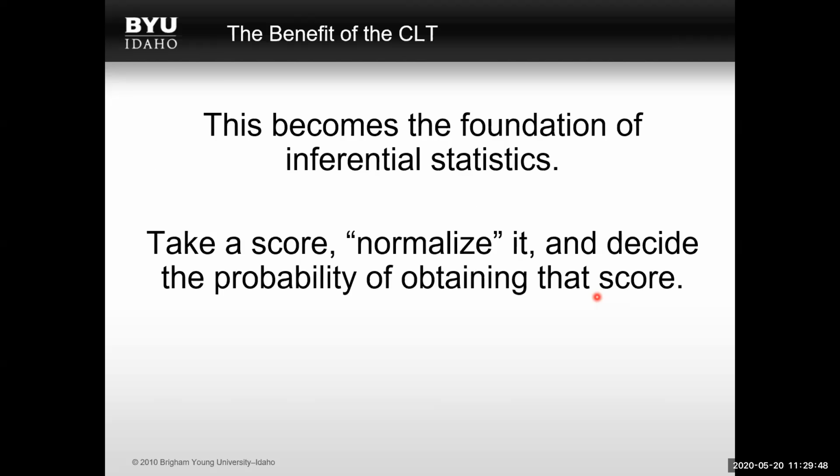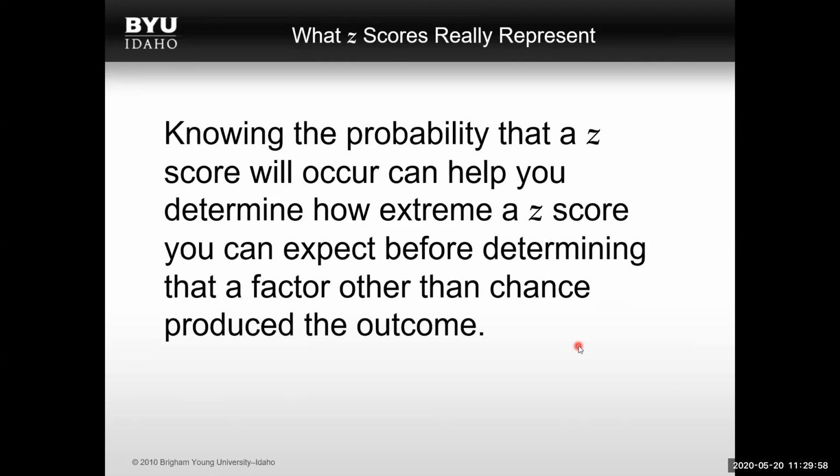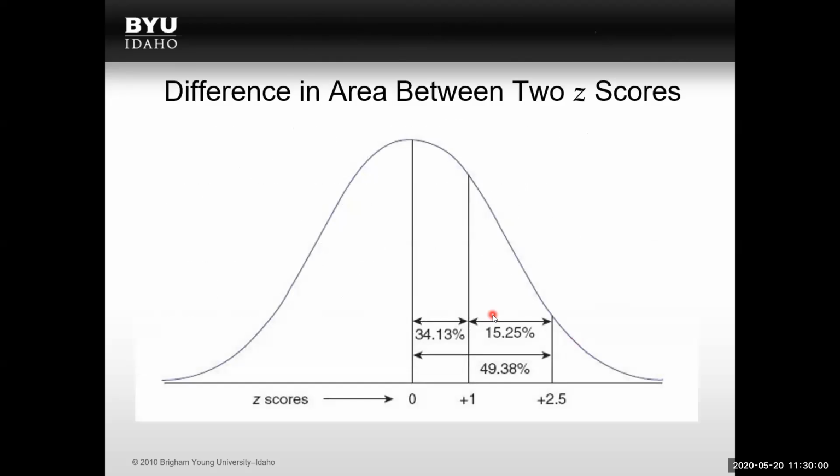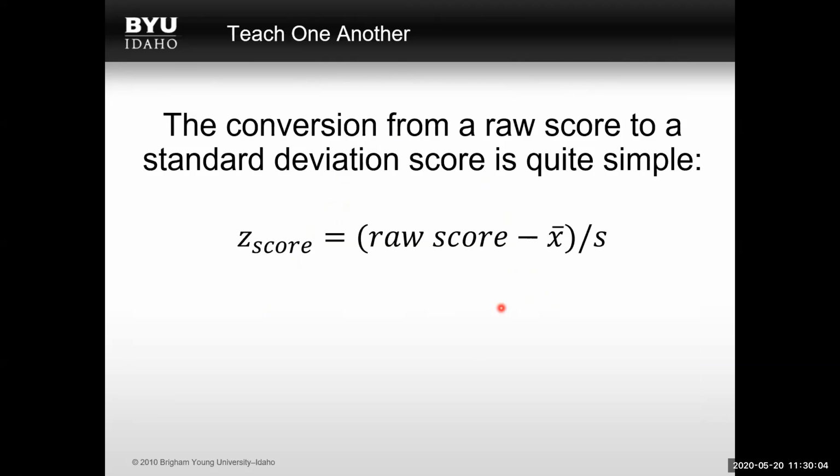So this is what we do. Take a sample of some kind, right? Take the mean of that, normalize it, and then say, what's the probability of getting that score? So the z-score is an example of a standardized score that you could use. And the way that you calculate a z-score is you take your raw score, subtract from that the mean of your sample, and divide it by the standard deviation of your sample.